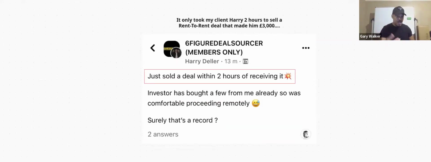So yeah, this is Harry. And I mentioned him earlier. He's the young gentleman in the program. I believe Harry is the youngest person in the program. I'm sure he was like 19 when he joined. I don't think he was even 20 yet. Maybe he was 20, but he's very young. And he sold a deal within 2 hours of receiving it. So he made 3K in 2 hours, as you can see here.